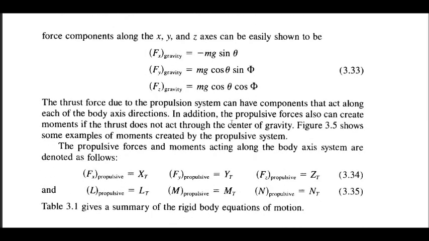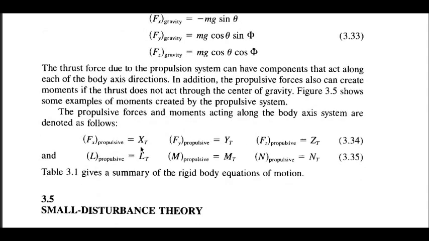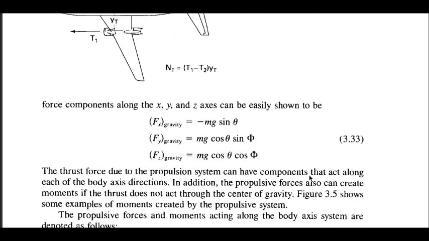Alright, so for the propulsive force, we simply write Fx propulsive as XT. The force in the y direction due to propulsion or engine is simply YT, and z is simply ZT. The moments are LT, the rolling moment due to thrust, MT, the pitch moment due to thrust, and N, also due to thrust. So your moments are due to thrust. I hope you get it.